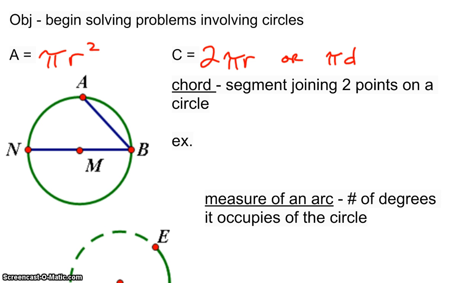A couple vocab words we're going to need to know before we continue on with the lesson is, first off, a chord is a segment that's joining 2 points that are on a circle. So we have, say, points like A and B. That segment would be a chord. And then we also have the longest chord in a circle is the diameter, because it goes from two endpoints on the circle, but it also goes through the center. So NB would also be a chord, which is also the diameter.